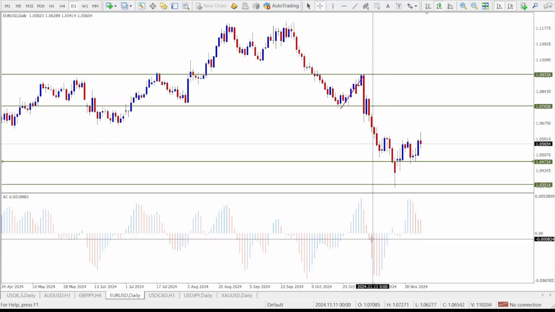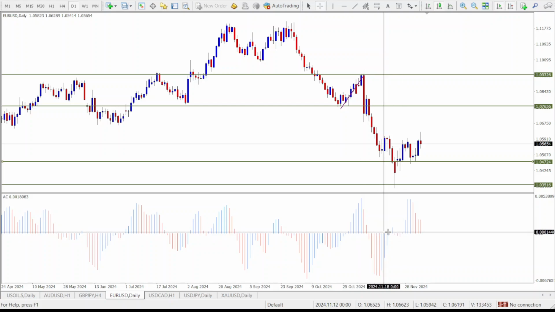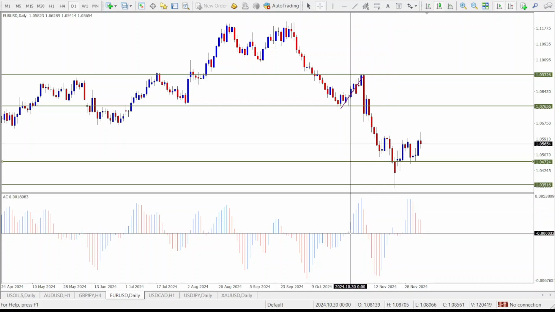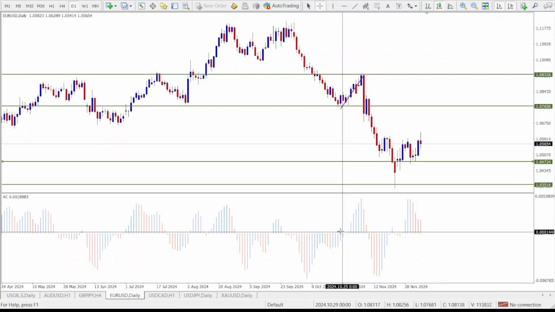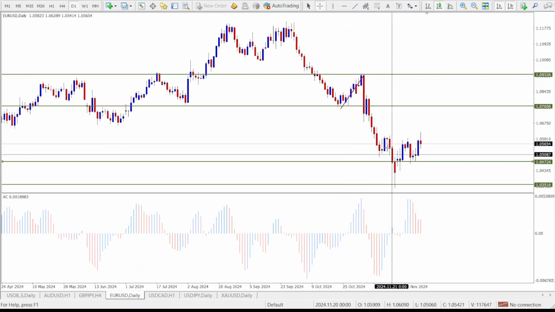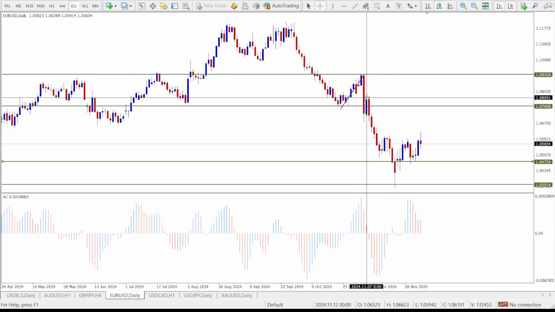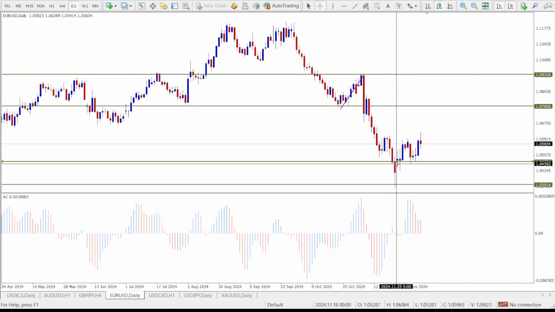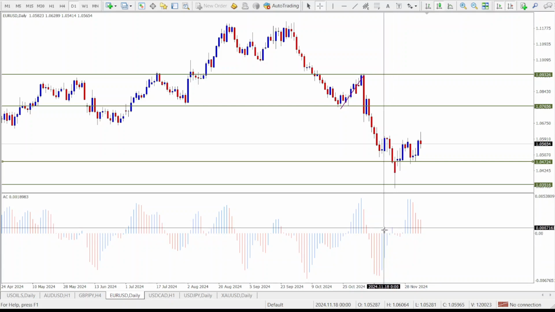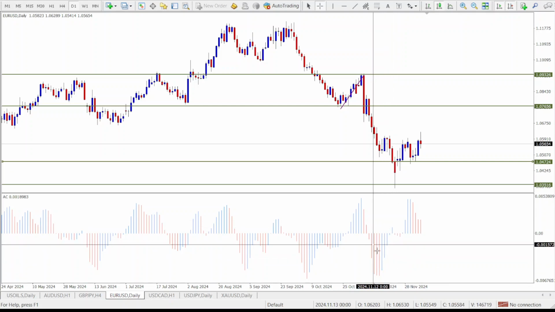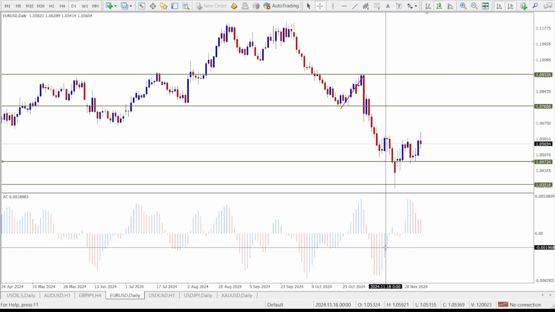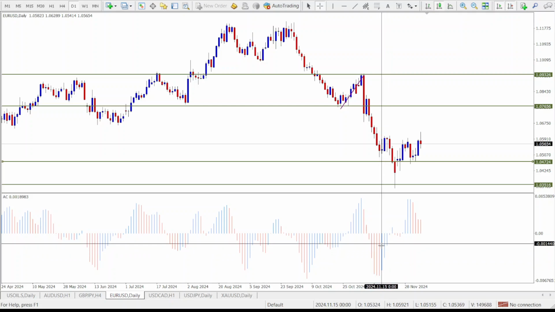When histogram bars are below the zero level, that's when you have a sell signal. And then your buy signals come when you have the histogram bars above the zero level. So when you get your sell signal, you can consider entering a sell trade, and like I said, set your stop loss above the nearest high and you take profit at the support level, or you can wait for the blue line to begin formation, right?